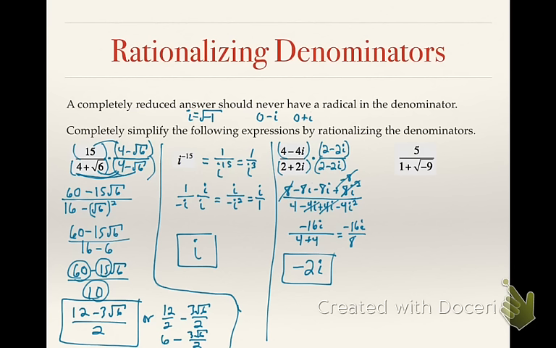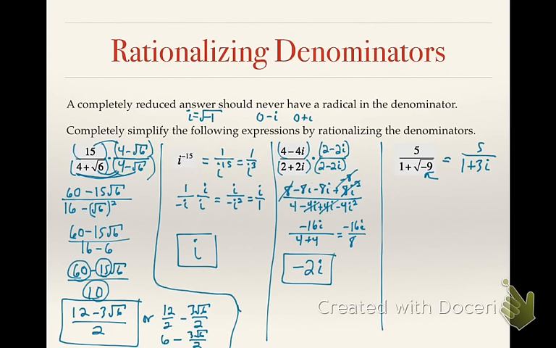Alright, let's look at this last one right here. 5 over 1 plus radical negative 9. Now this is telling you, when you see a negative under a radical, that you're going to have an imaginary number. So I'm going to rewrite that. The square root of 9 is 3, so I'm going to rewrite this as 5 over 1 plus 3i.